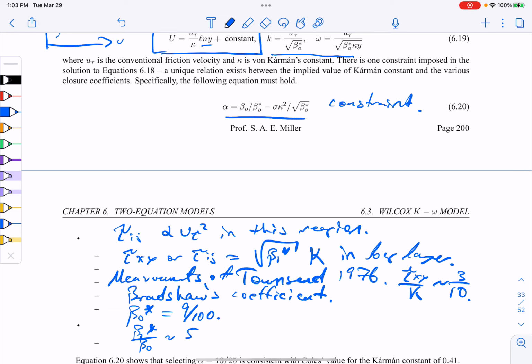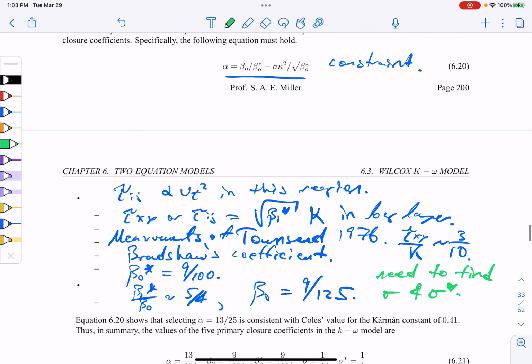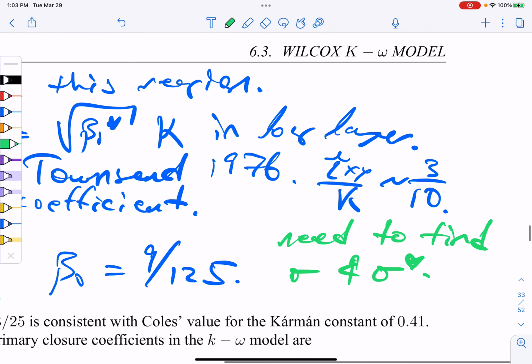Okay. Still, we need to find something else. We need to find these Prandtl numbers. It looks like if you look in the defect layer, I'll have to go in here, sorry.